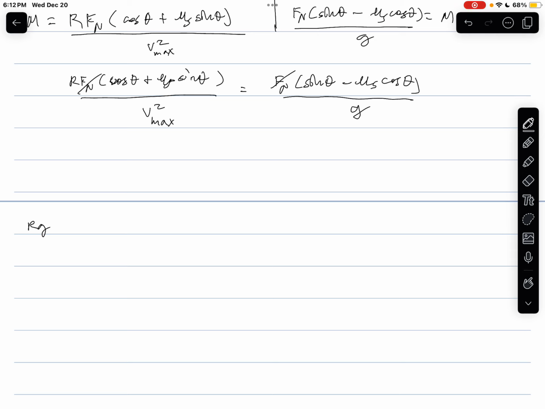Okay. So RG, because you move G to the other side, and then cosine of theta plus mu s sine of theta, and then there's V squared max moved to the sine of theta. Okay, so then you just divide both sides by sine of theta minus mu s cosine of theta.